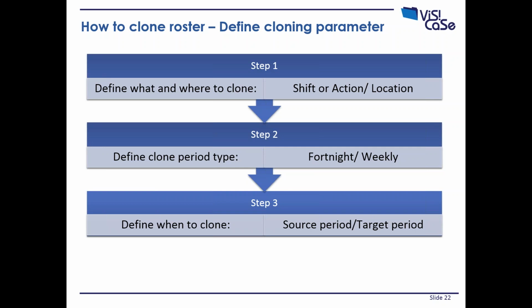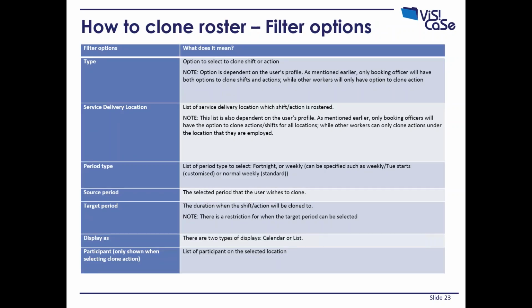So the source period is the period that you've set up and you're happy with, and the target period is from what point onwards would you like this cloning to happen. I've provided a bit more details here on this page that will be sent out with the slide, with the PowerPoint itself. But generally it's type, service delivery location, the period type, source period, the target period, display, which I'll explain further down in the list, and if you are copying via actions, participants as well.